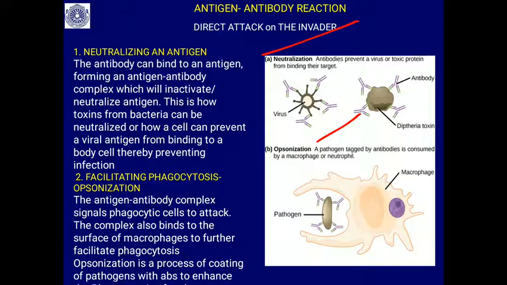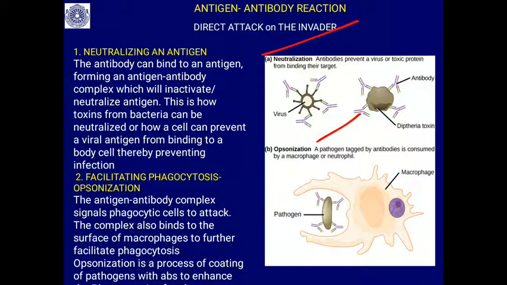A neutralizing antibody can bind to an antigen, forming an antigen antibody complex which will inactivate or neutralize antigen molecules or the antigenic pathogen. This is how toxins from the bacteria can be neutralized, and how a cell can be prevented from a viral antigen binding to a body cell, thereby preventing the infection.